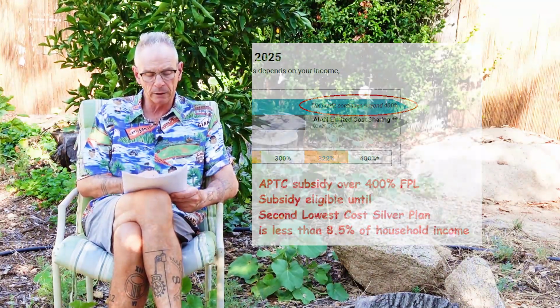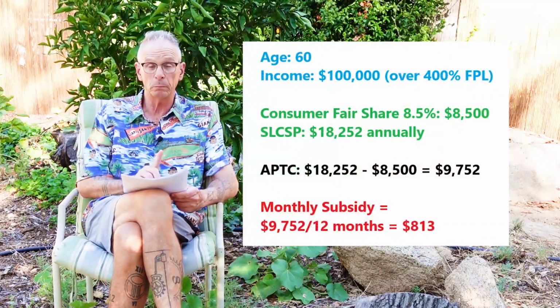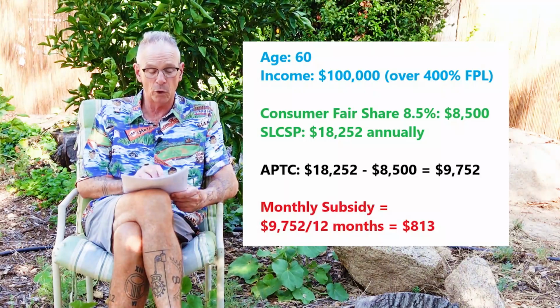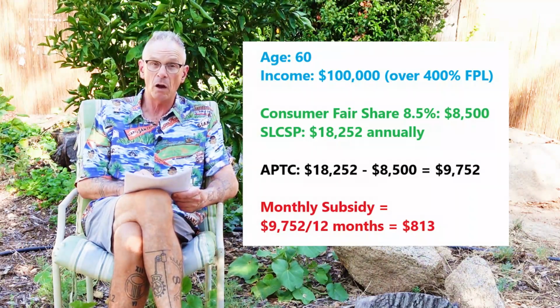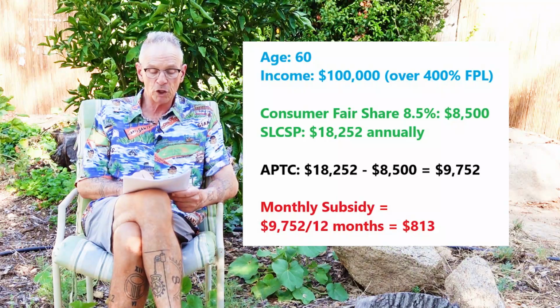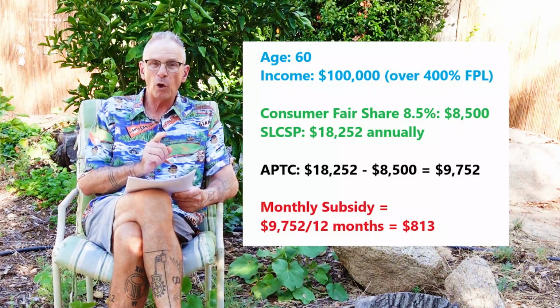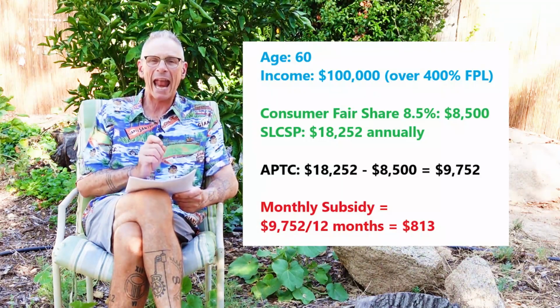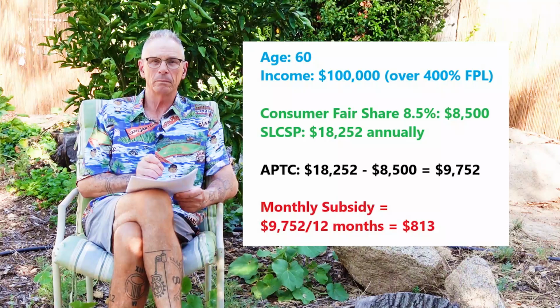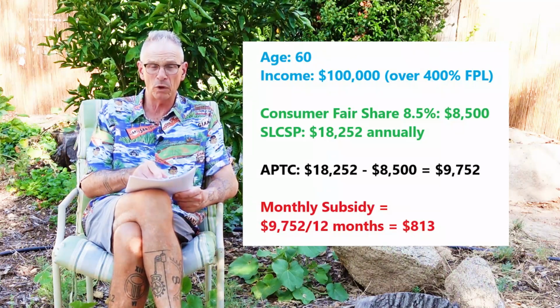So let's look at an example. Single adult, age 60, Northern California, because the rates are really expensive up here, an income of $100,000. That's way over 400% of the federal poverty level. The consumer fair share, 8.5%, or $8,500 of $100,000. Now, the second lowest cost silver plan annual premium, and I pulled this right from Covered California. This isn't a made up number.